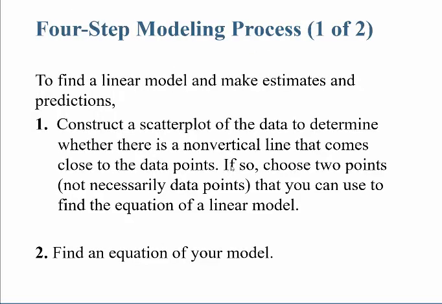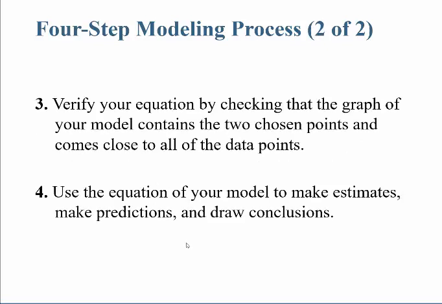Okay, so to find a linear model and make predictions, you need to construct a scatter plot of the data to determine whether there's a non-vertical line that comes close to the points. If so, choose 2 points, not necessarily the data points, that you can use to find the equation of a linear model. I'll also show you how to do this in your calculator. Then you want to find an equation of the linear model. Verify your equation by checking that the graph of your model contains the 2 chosen points and comes close to all the data points. I'll also show you an example in another video of how to do this in your graphing calculator. And use the equation of your model to make estimates, make predictions, and draw conclusions.